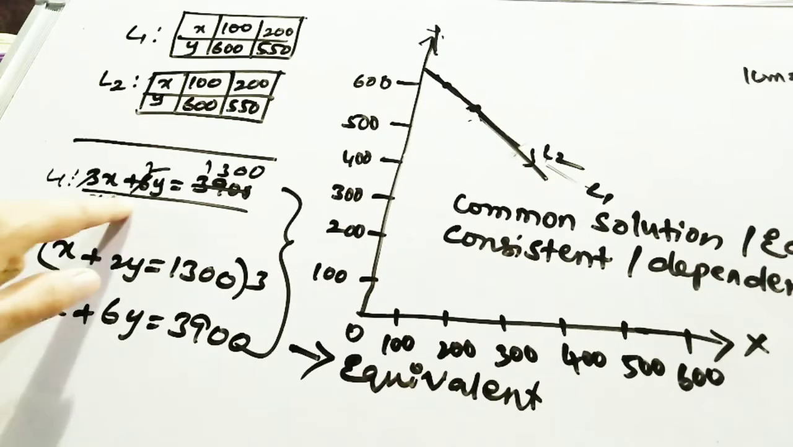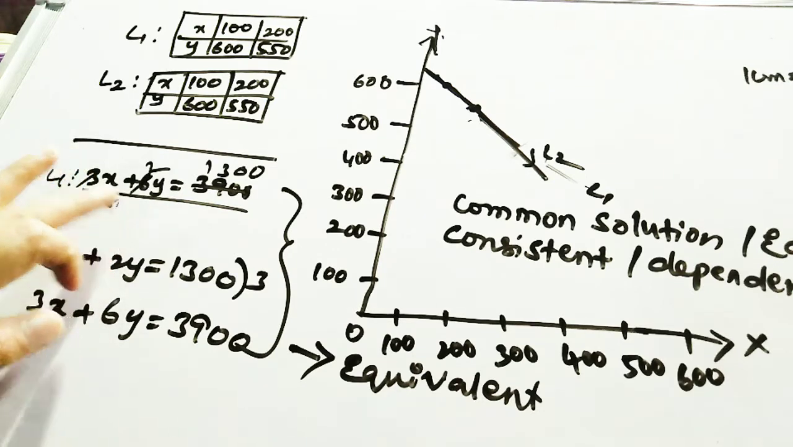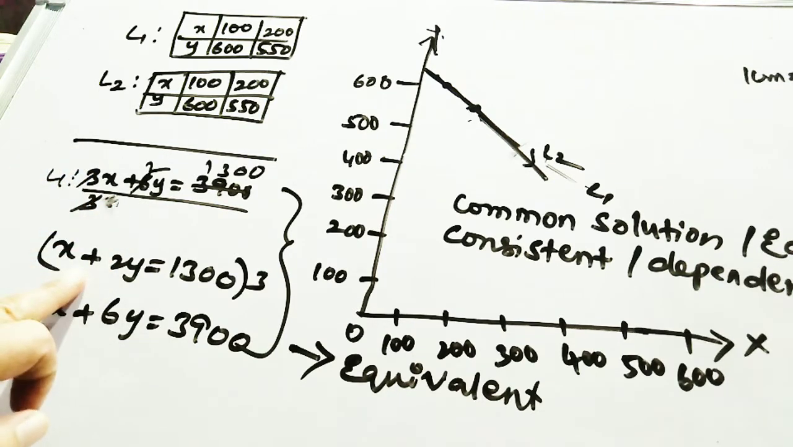Just observe 3x plus 6y equal to 3900, this is L1, and the other is L2. If you divide the first equation by 3, you get the second equation. If you multiply the second equation by 3, you get the first equation. It shows that these two equations are the same, so they are called equivalent equations.